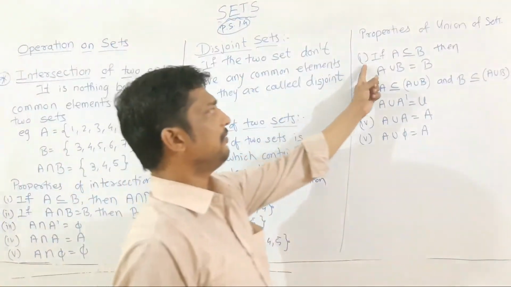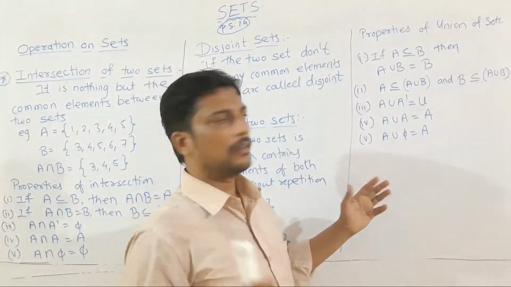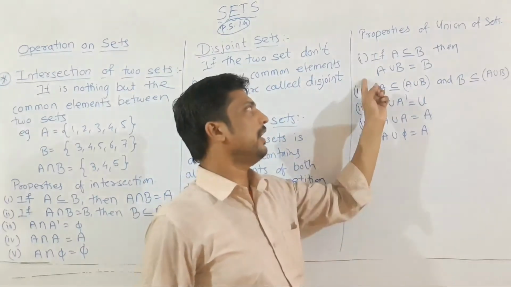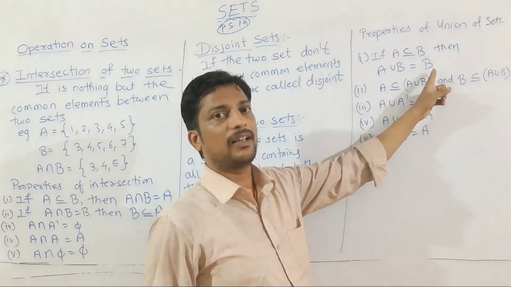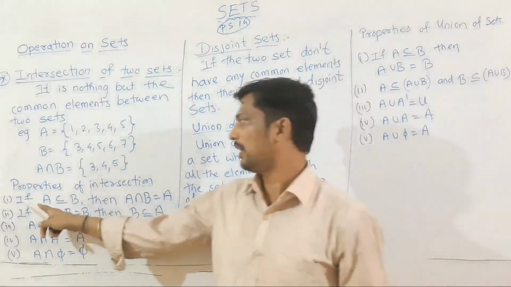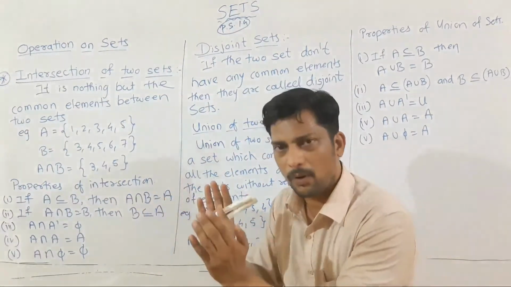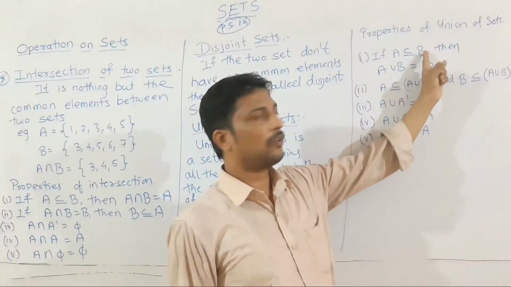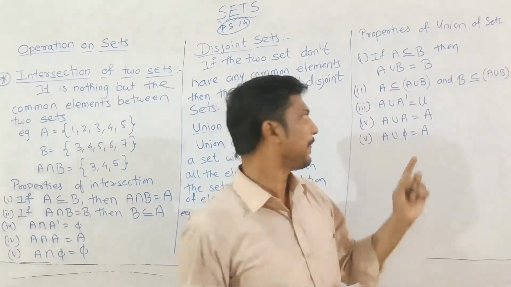What is that? If A is a subset of B, that means A is the smaller one, B is the bigger one. Fine. Then the union, fine. So A union B will be equal to B. That means the bigger set. That was not true for intersection. See here, for intersection, A is a subset of B, then A intersection B was the smaller one, A. Here, A is a subset of B, then A union B will be B, the larger one, getting?